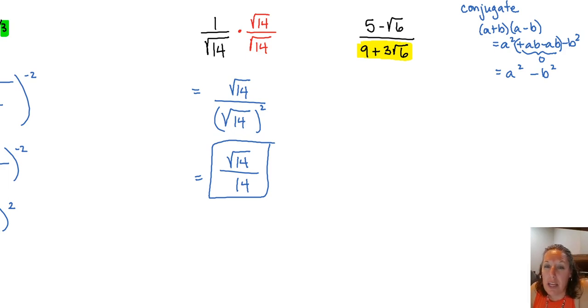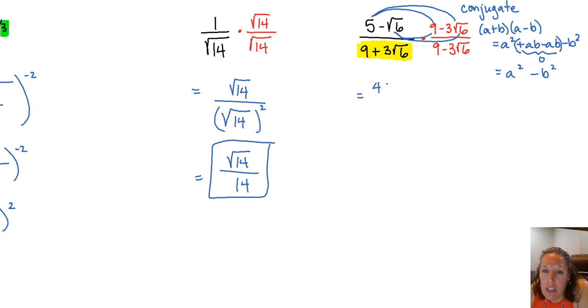So our goal is to multiply by the conjugate. This one is 9 plus 3 square roots of 6. We're going to multiply it by 9 minus 3 square roots of 6. What we do to the bottom, we have to do to the top. We do have binomials here, so we are going to have to multiply this out, expand, distribute, FOIL, whatever the word is that you use.